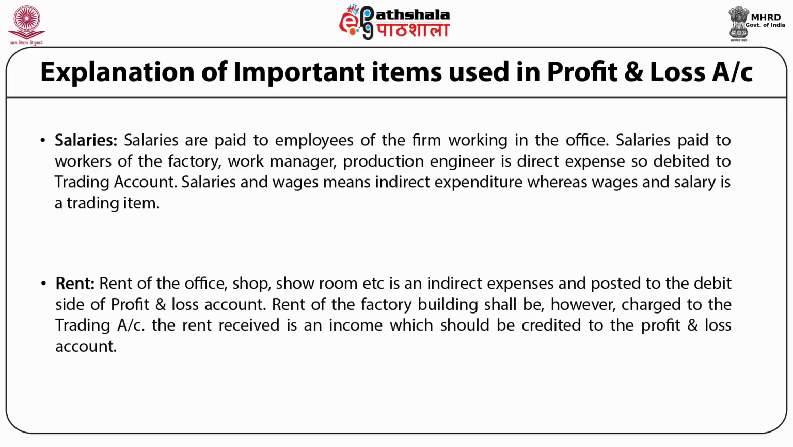Rent. Rent of office, shop, showroom, etc. is an indirect expense and posted to the debit of the profit and loss account. Rent of factory building shall, however, be charged to the trading account. The rent received is an income which should be credited to the profit and loss account. It means the rent related with the office, shop or showroom is treated as indirect expense and shown in the debit side of the profit and loss account, whereas rent of factory building is shown in the trading account.